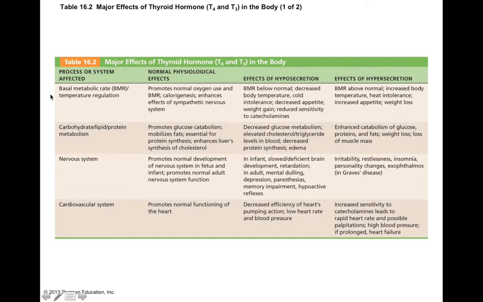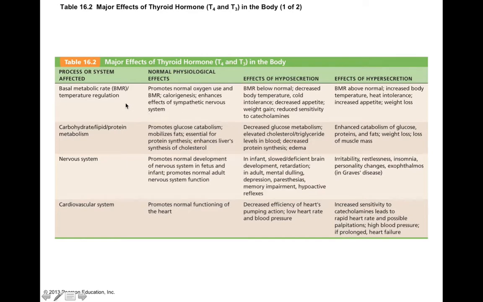So this first process refers to basal metabolic rate. Now, basal metabolic rate, also denoted as BMR, refers to a baseline level of metabolism you find in cells around your body. Now, thyroid hormone helps modulate metabolic activities in cells throughout your body by promoting the use of normal oxygen use and enhancing the effect of the sympathetic nervous system.